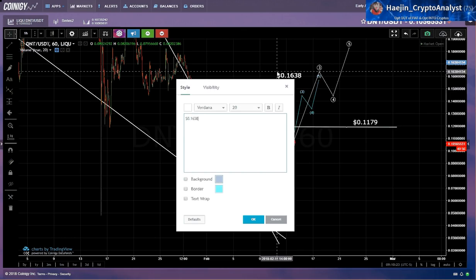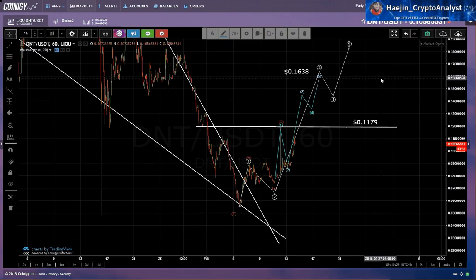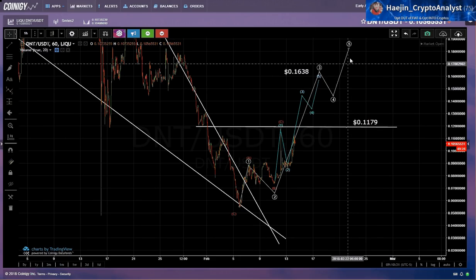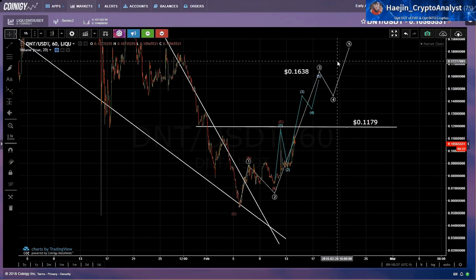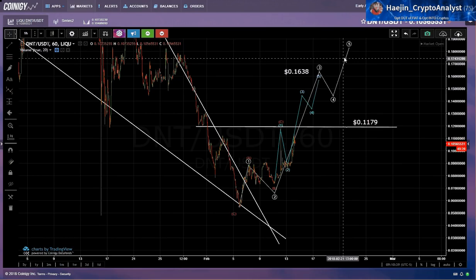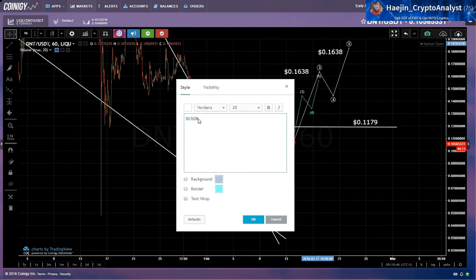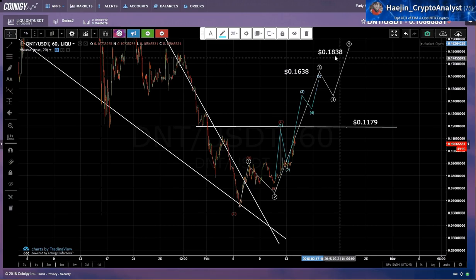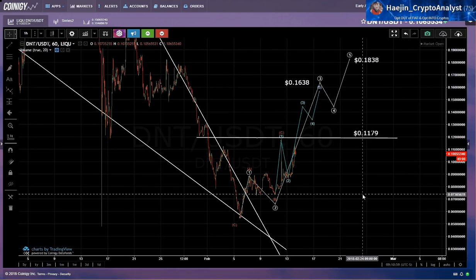Wave 3 will be 0.638. Wave 5 is 1.5 times the length of wave 1. So in the bullish case scenario, it'll look like that. In the alternate scenario, it'll just go sideways.